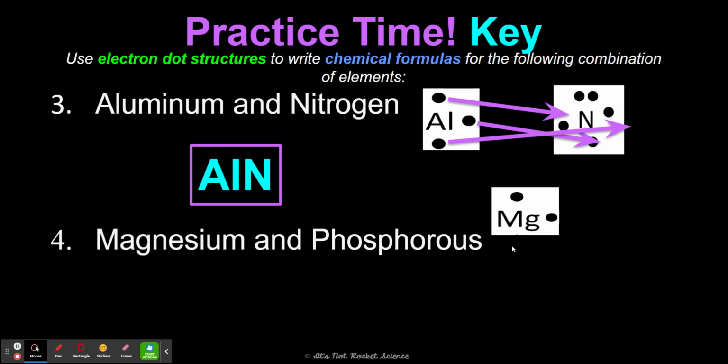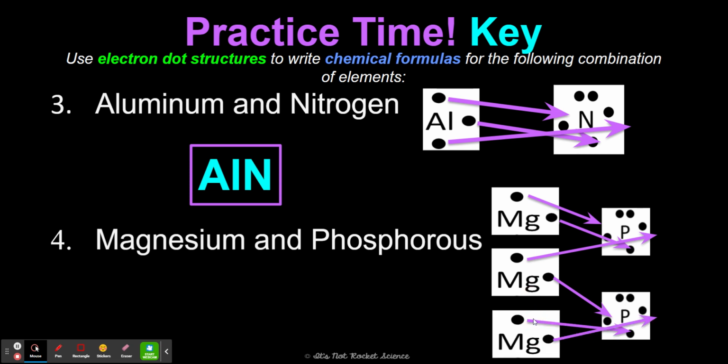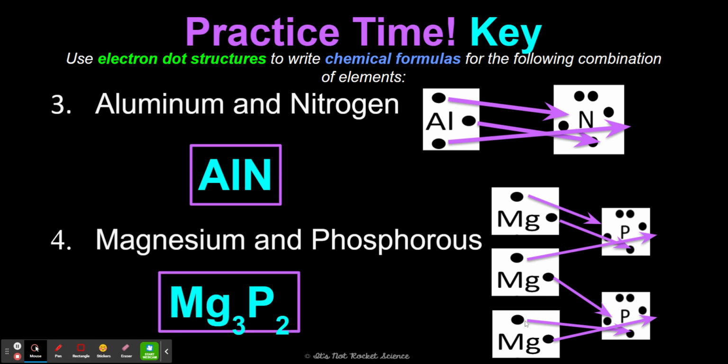Okay, so you've got magnesium, which has 2 valence electrons and wants to get rid of those. Phosphorus needs 3 to be happy and stable. So boom, boom, it takes 2, but phosphorus isn't happy yet. This magnesium's happy, but phosphorus is not, so we need more electrons. Okay, this magnesium can give it 1. Now this phosphorus is happy, but the magnesium still has 1 to give. Okay, boom. Now these 2 magnesiums are good, but the phosphorus still needs a couple. So we need 1 more magnesium to fill that up. And that gives us Mg3P2, magnesium phosphide.